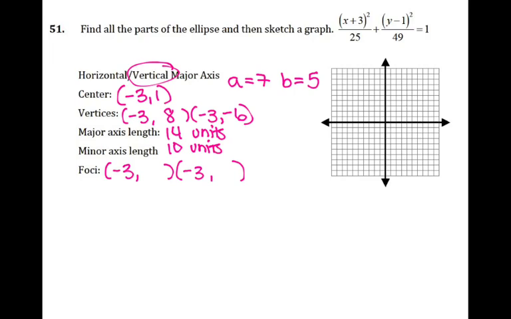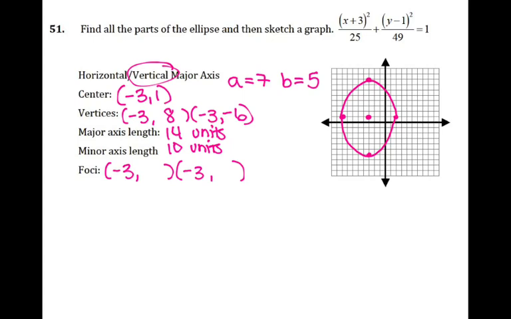Let's go ahead and start graphing. So -3, 1, there's my center. Going up and down 7, that puts me at -3, 8 and -3, -6. And then left and right 5 units. And I can go ahead and sketch my ellipse. Make sure you make it nice and curvy so it looks like an egg. That was beautiful. And the last thing I need are the foci.